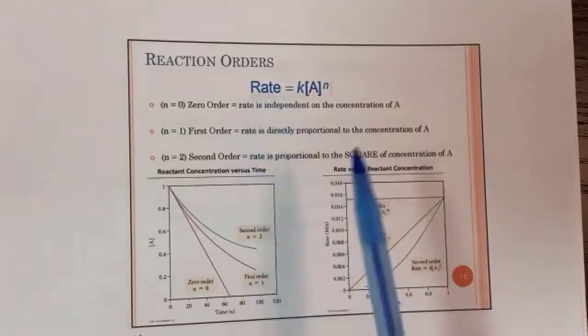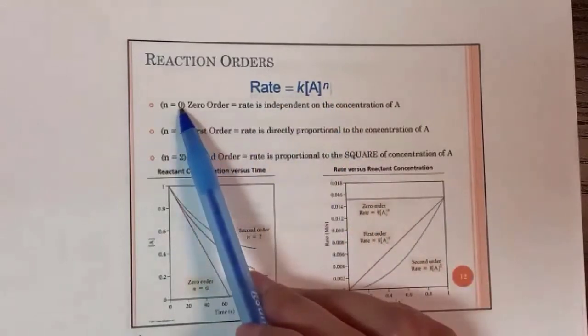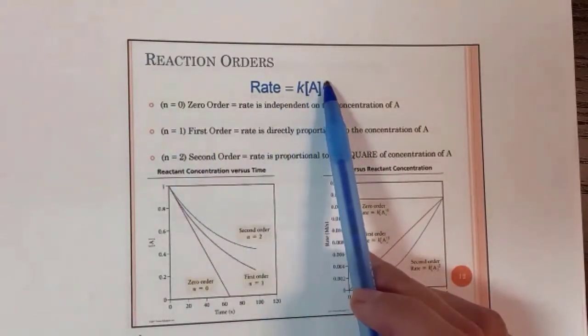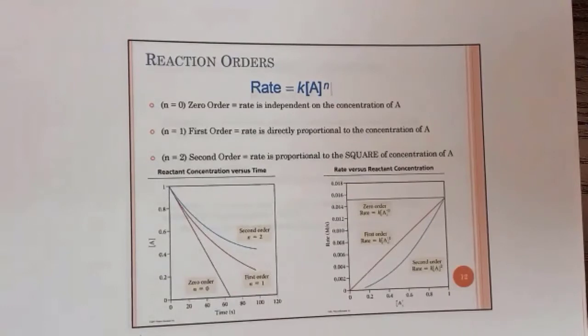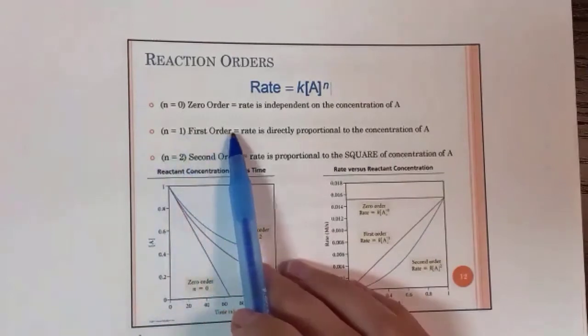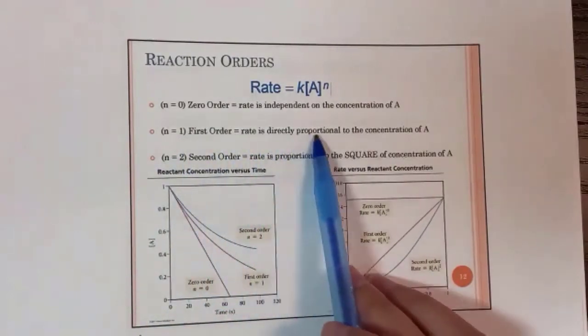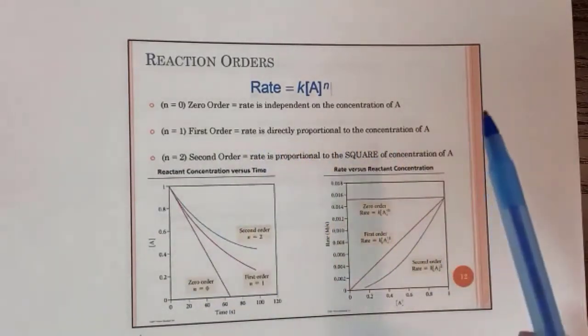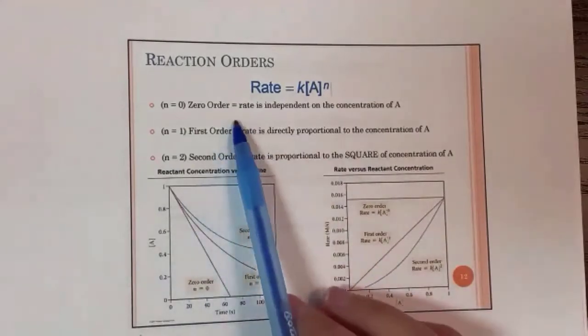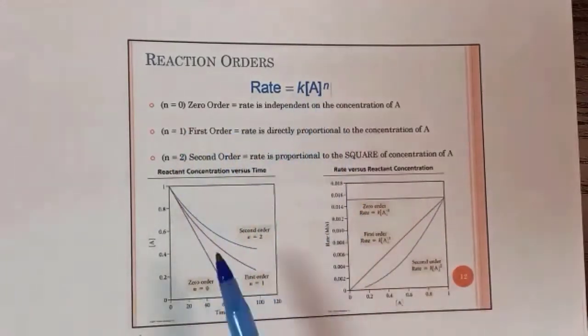The rate doesn't change. You know why it doesn't change? Because when n is 0, anything to the power of 0 is 1, so it doesn't change ever. Okay, so the order is the power of something, and when the power is 0, it's 0 order. When the power is 1, it's first order. So if you do to the power of 1, the rate is directly proportional to the concentration of A. So if your A was doubled, your rate would double. If your A was tripled, the rate will triple. So that's first order because it's to the power of 1.